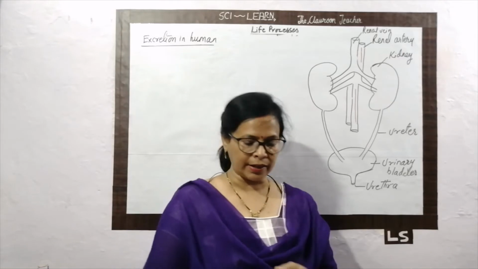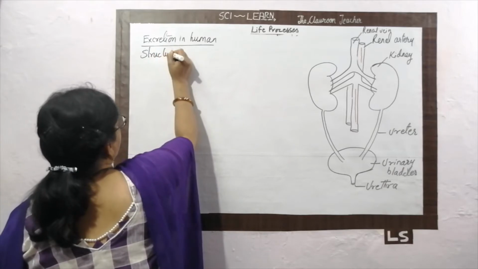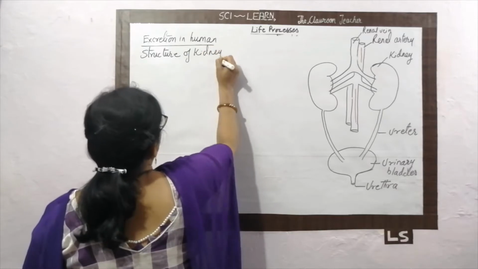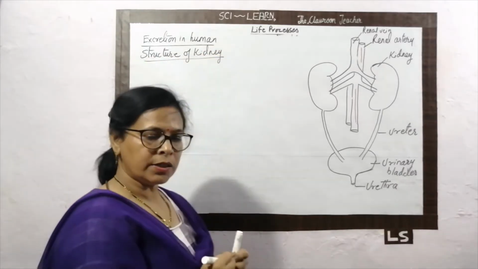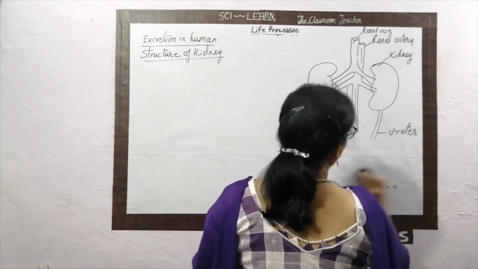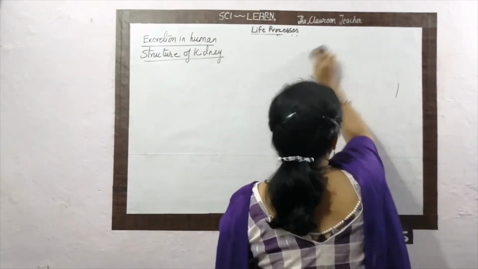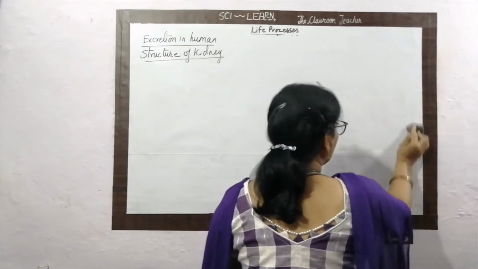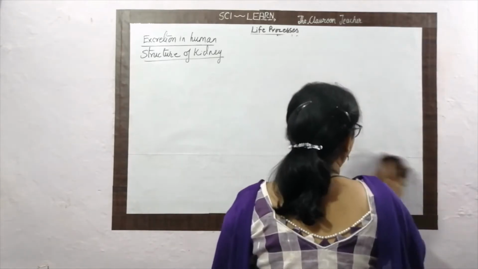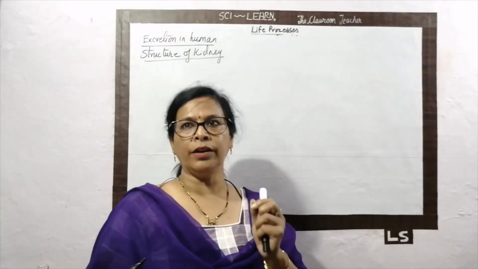Now, what happens inside the kidney? That is the structure of the kidney. Actually, some units are present inside the kidney which perform the function. The unit which performs the process of excretion in humans is called the nephron. In human, it's called the nephron.